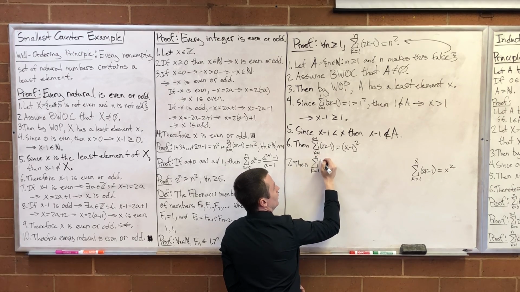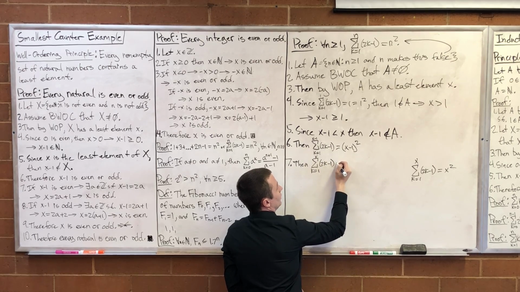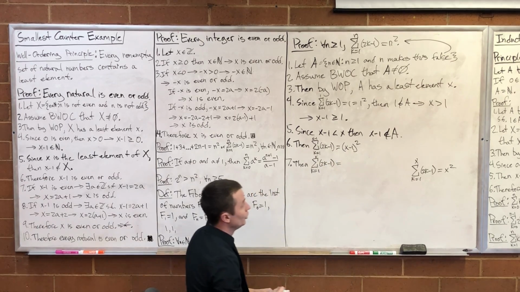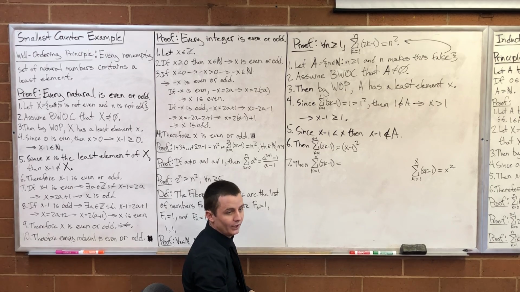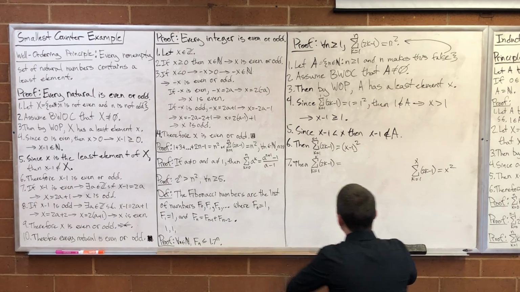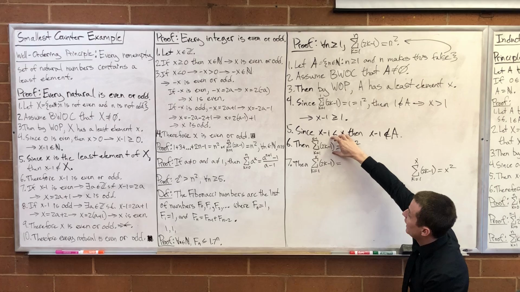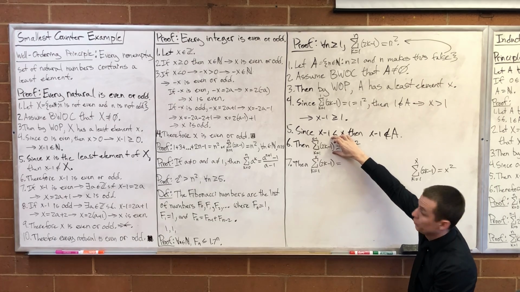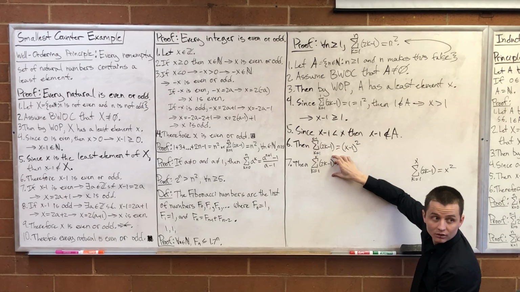You can add 2x minus 1 to both sides. Right? If I take this and I add 2x minus 1 to it, I get this.